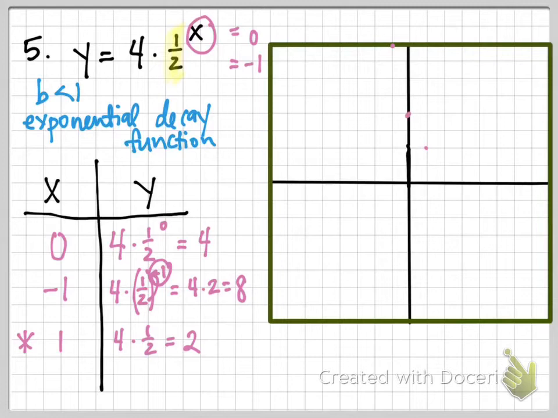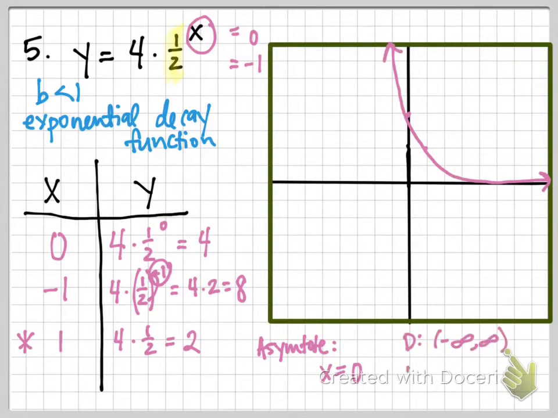Since there is no k value, my horizontal asymptote is going to be at x equals 0. And so whenever you plot that, I'm going to connect the dots like this. My domain would be -infinity to +infinity. Range starts from the bottom to the top, so it would be from 0 to +infinity.